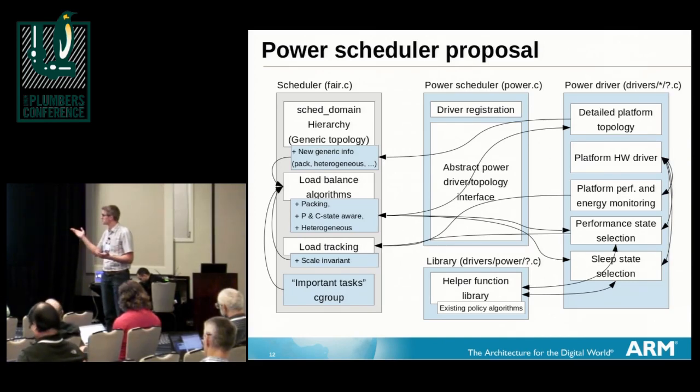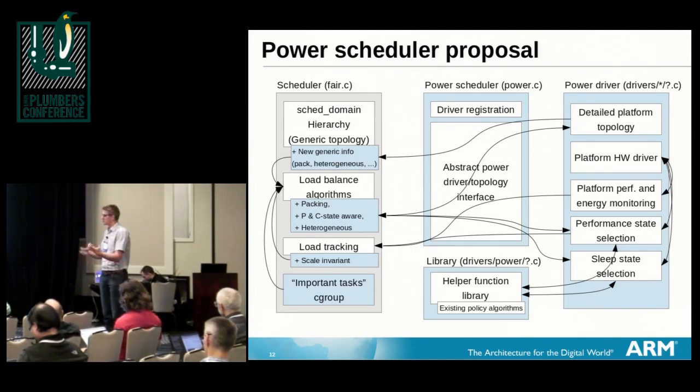There is the load tracking, where we need scale invariance, as we just discussed. It came up in one of the discussions on the LKML that some were interested in actually having a hint coming from the scheduler about what sort of task is being scheduled, so we can hint the hardware that now we're running something really important. Please consider this CPU more favorable when you select frequencies. That actually came from Intel related to Turbo Boost.